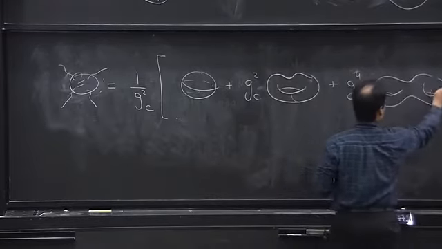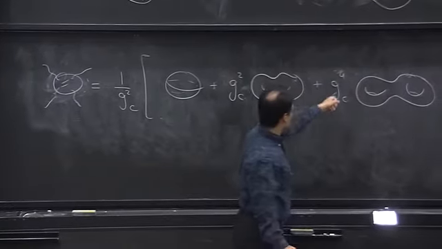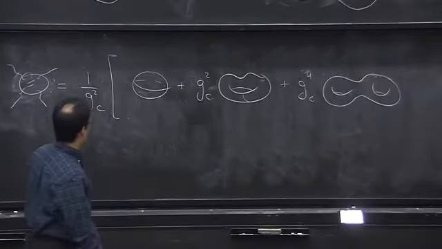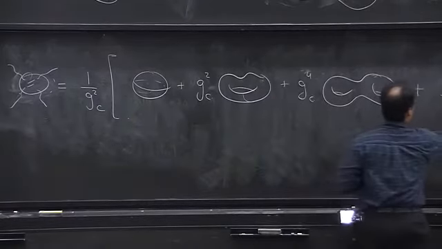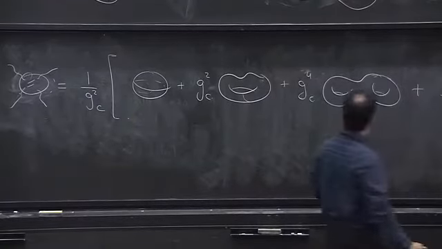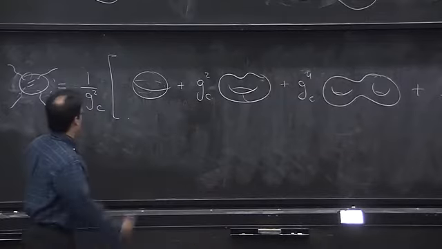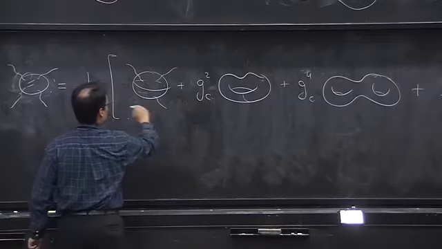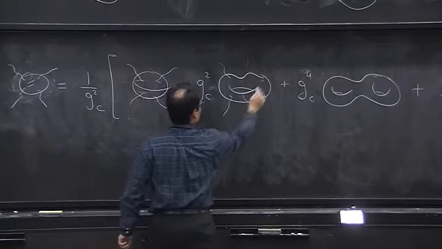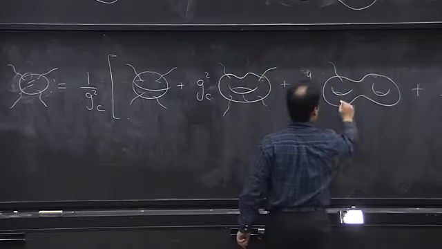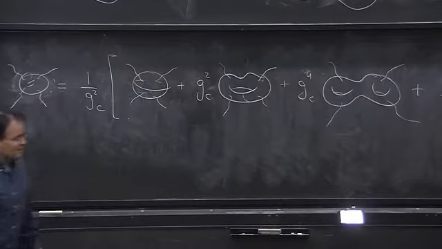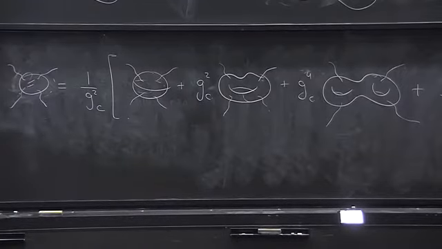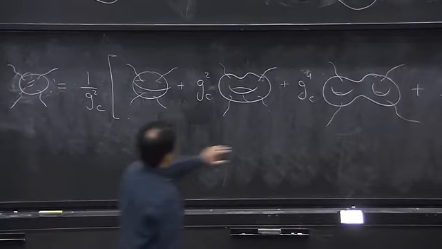The genus 2 worldsheet had a g_s squared. Pulling this out, we have to put a g_s to the 4th. And this is how we complete the computation. Now there is something interesting here that people realized very, very early on, which is the following.